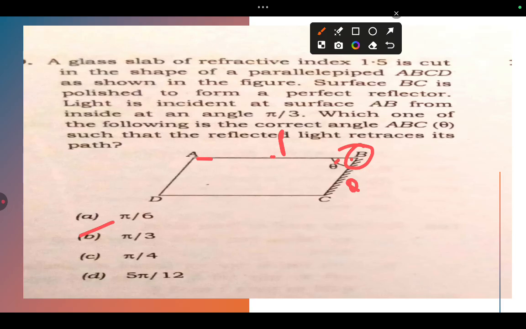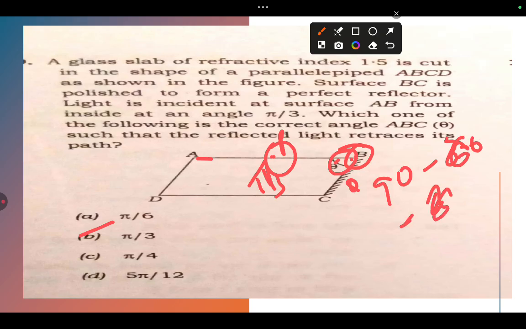The ray reflects off AB at the angle of pi by 3, that means 60 degrees with respect to the normal. Therefore, the angle between the reflected ray, so here 90 minus 60, that is about 30. So 30 means what? You will consider the reflected ray travels toward BC.